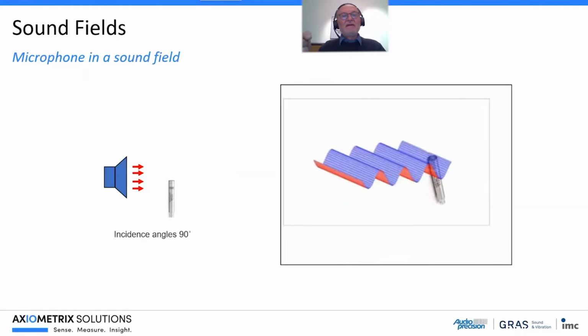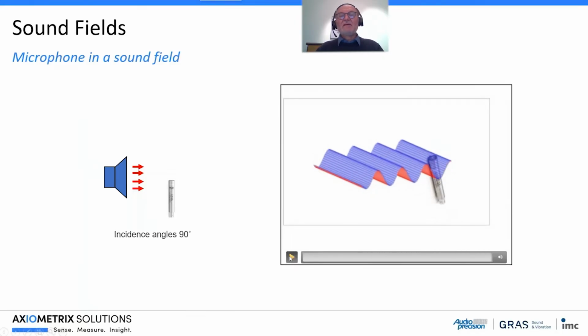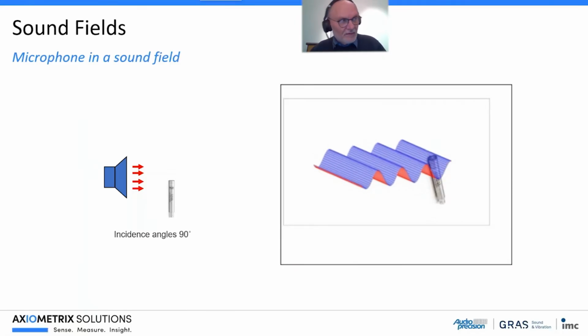If we change the angle of incidence to 90 degrees, then we will see, if we run this little video, that we will have no pressure build-up on the diaphragm.